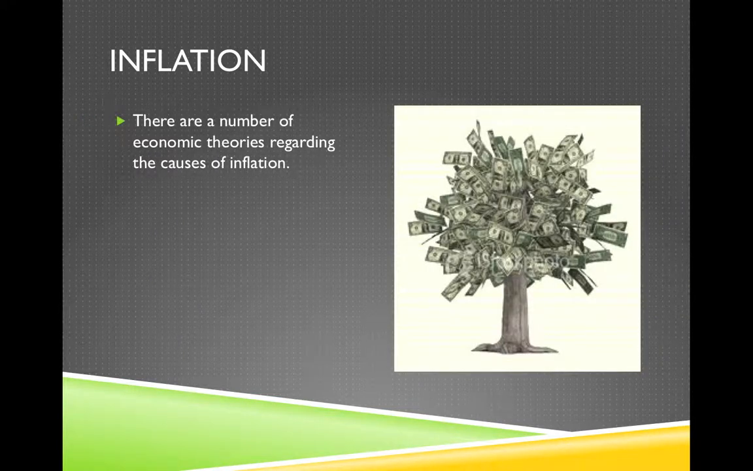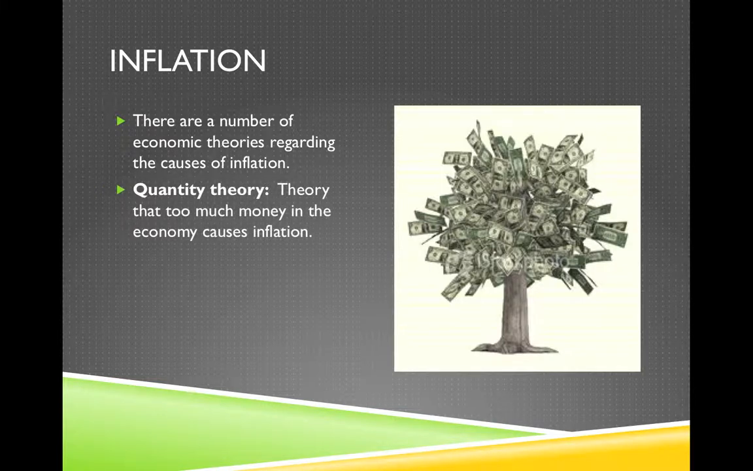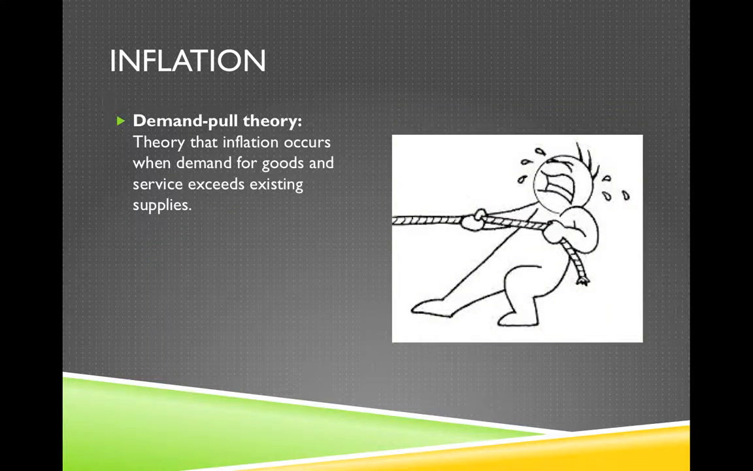There are a number of economic theories regarding the causes of inflation. There's the quantity theory. This theory states that too much money in the economy causes inflation. The more money there is, the less value it has. This theory holds that the key to controlling inflation is controlling the money supply. And there's the demand pull theory. This theory is that inflation occurs when demand for goods and services exceeds the existing supply. This follows the basic principles of supply and demand that we discussed earlier in the course.